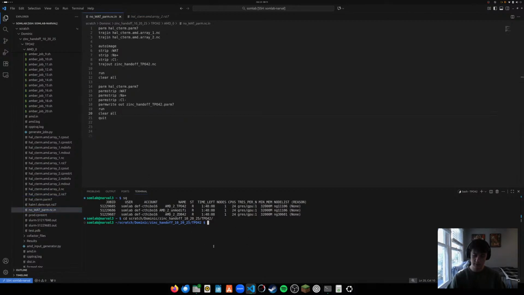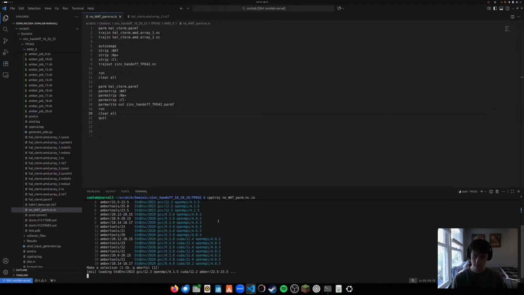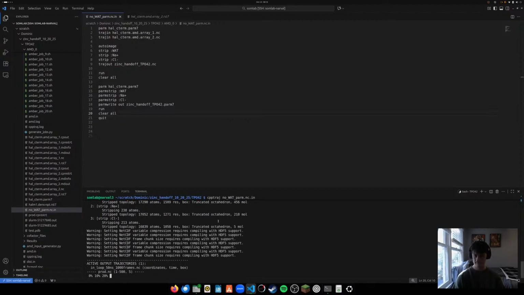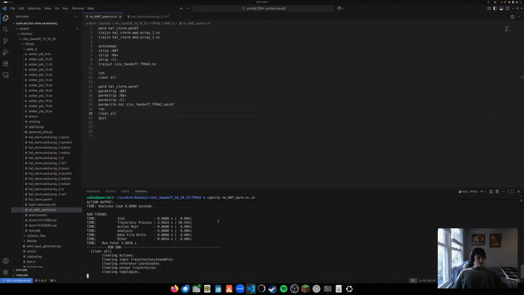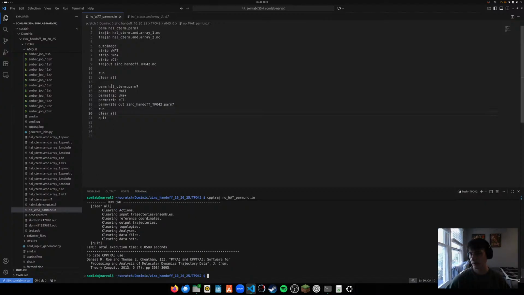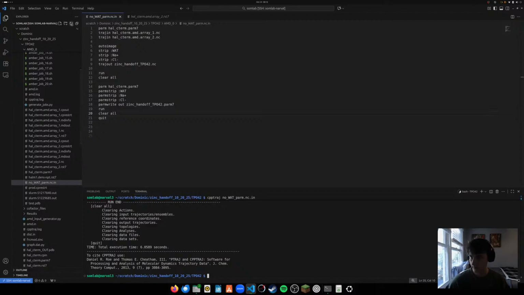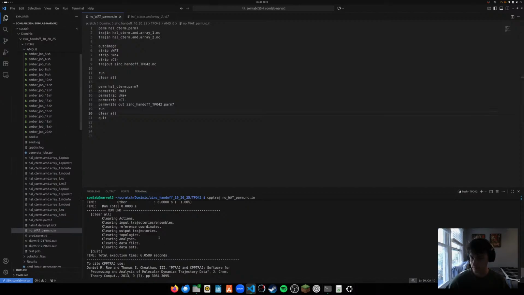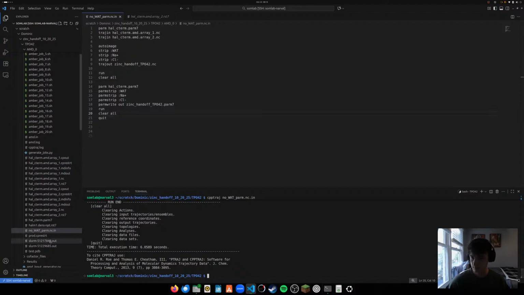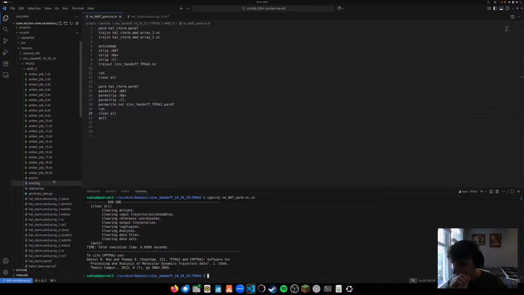So now what we can do is cpptraj. Why isn't my computer pressing buttons? There we go. Okay. Oh, it's fast. That's like no time. Okay. Where'd it go? It's not on the left here.